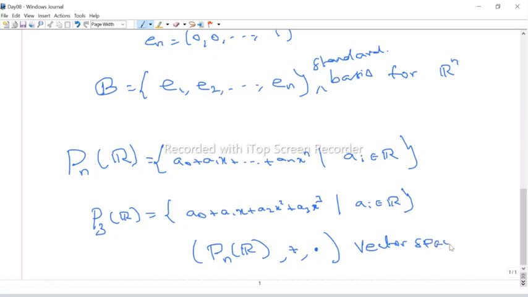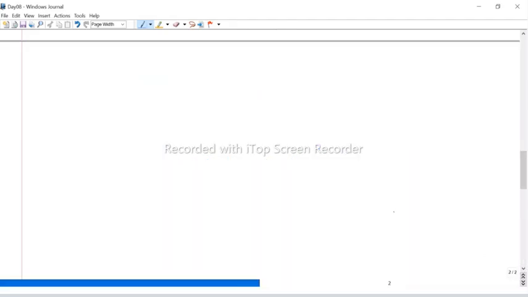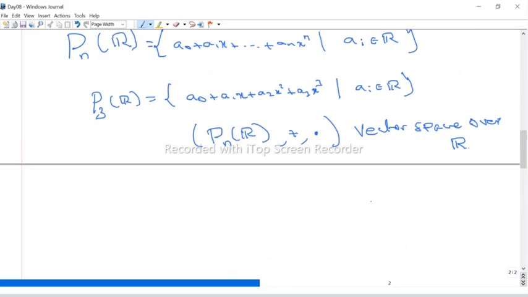So, a vector space over the real numbers R, over the field R. This is a very important vector space: the set of all polynomials. Now I fix the degree here. Now what are the basis elements?